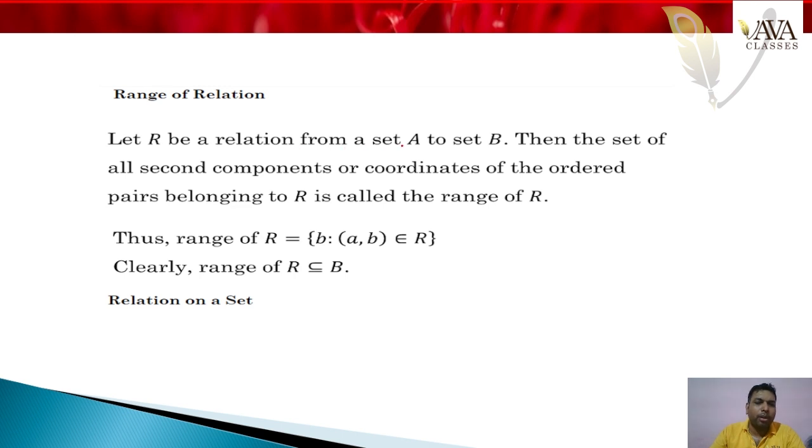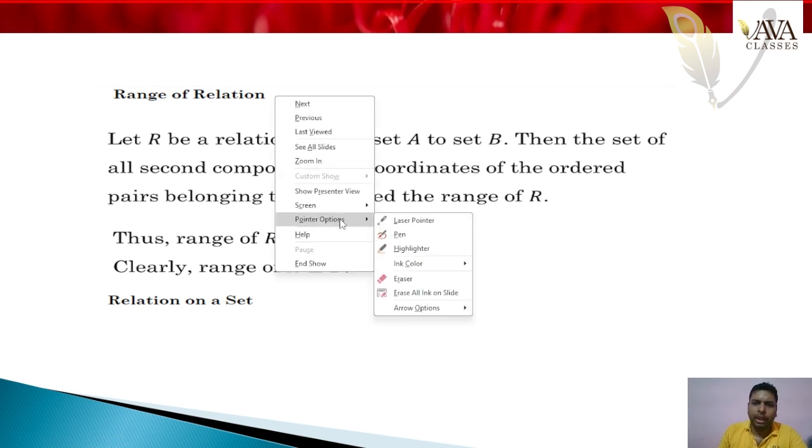Let R be a relation from set A to B. Then the set of all second components or coordinates of the ordered pairs belonging to R is called the range of R. Thus, the range of R is the set of b such that (a, b) belongs to R. Clearly, the range of R is a subset of B. Now, we'll understand with the help of one example.